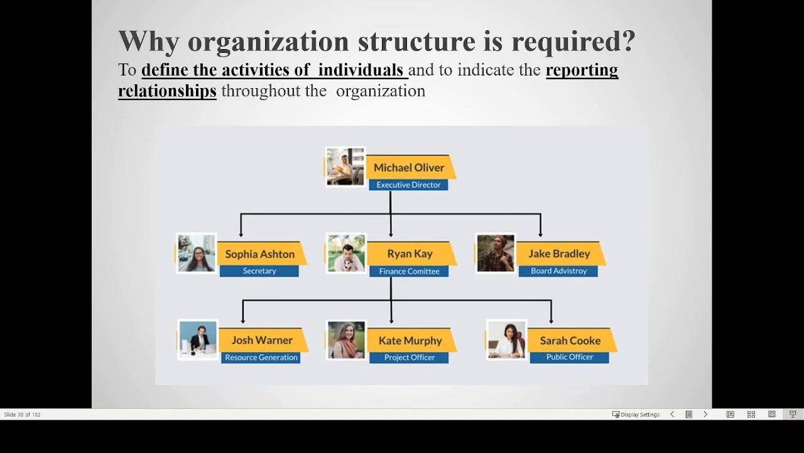So why is organizational structure required? We need an organizational structure to define the activity of individuals in the organization and to indicate the reporting relationship between these individuals throughout the organization. In other words, you need an organizational structure to know who is working on what and who is reporting to whom.